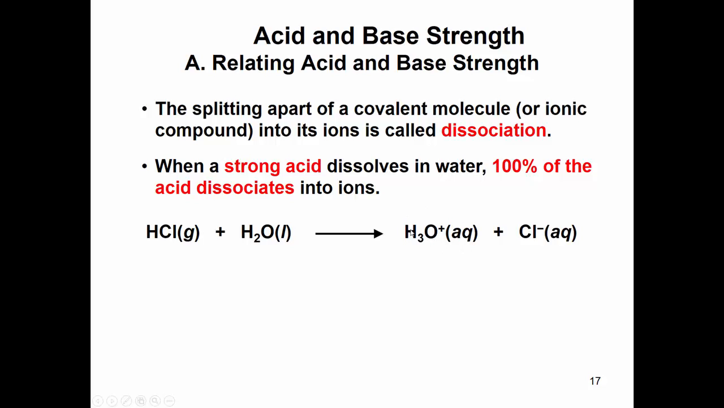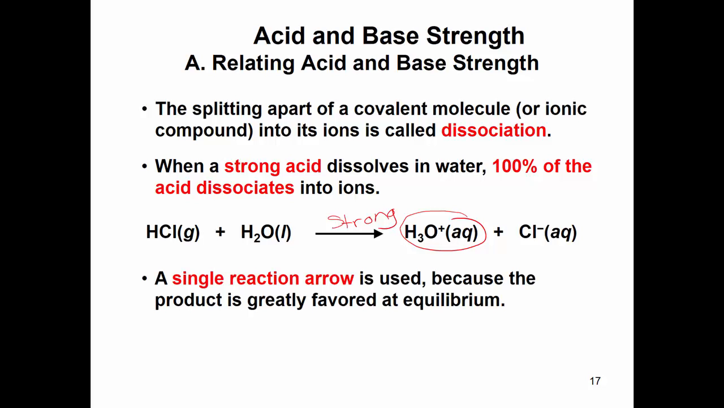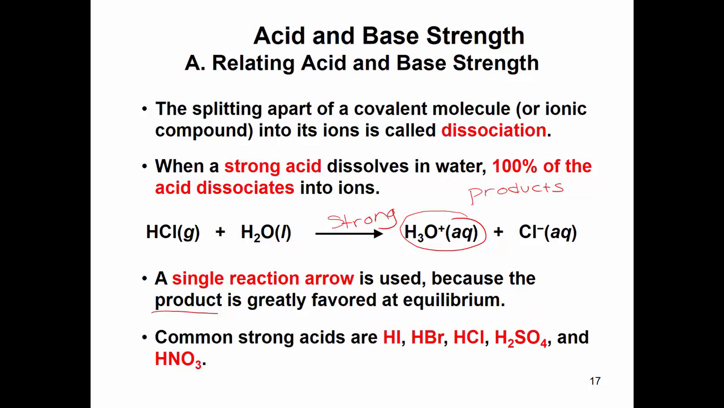Remember, the more hydronium we have, that is acid. Remember, H+, H3O+. So if we convert everything to H3O+, then this is going to be strong. There's no equilibrium here, just one single reaction arrow. We use that single arrow because the products are greatly favored. All right, these are great to know.